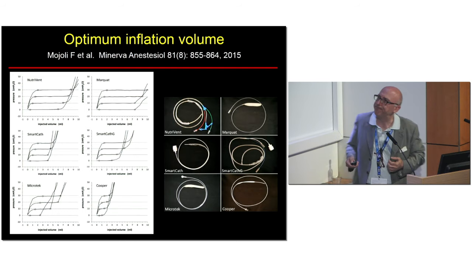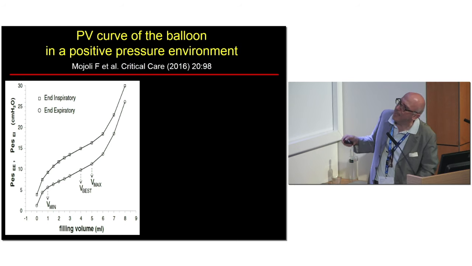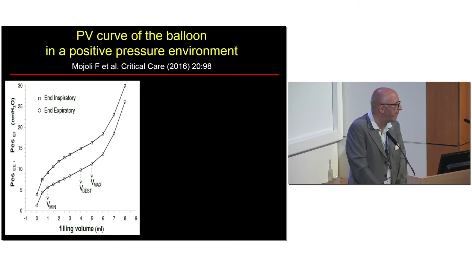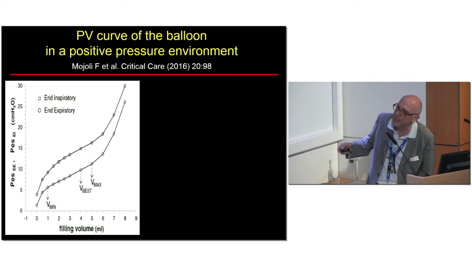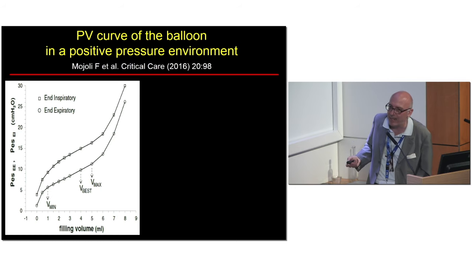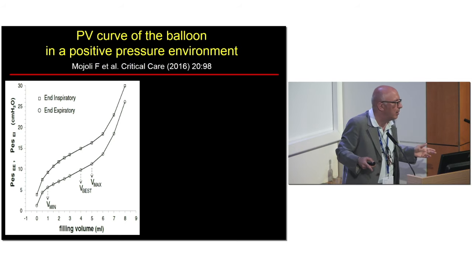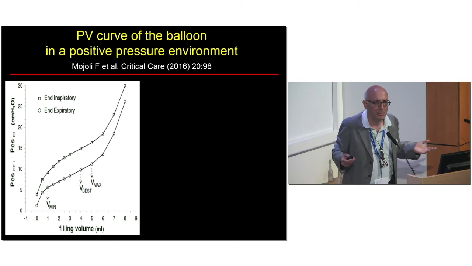So, not easy. And this is a nice study from Francesco Mojoli. They did that in inspiration and expiration, and this is the pressure that they measured according to different volumes. You see how the esophageal pressure changes when you inflate the balloon. Can you imagine? If you inflate this, you have 5. If you inflate this, you have 10. And then we want to measure the absolute transpulmonary pressure. What are we talking about?